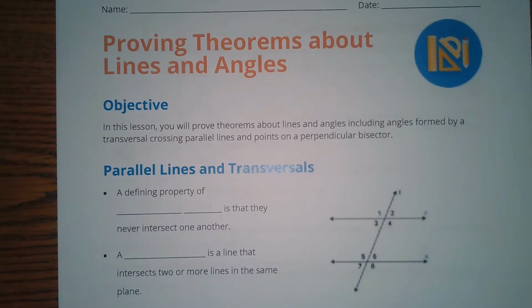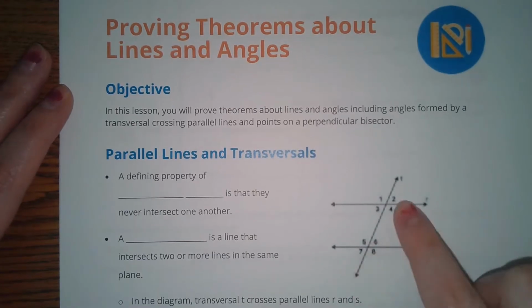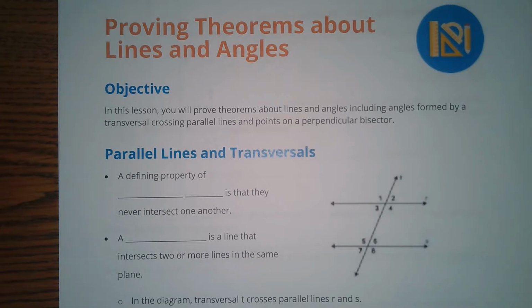Okay, let's spend some time proving theorems about lines and angles. Some of the stuff that we're going to talk about in this lesson is going to be really important when you're doing your proofs throughout your Edmentum class. So in this lesson, we're going to prove theorems about lines and angles, including angles formed by a transversal, that's a line like this that crosses parallel lines, and then points on a perpendicular bisector.